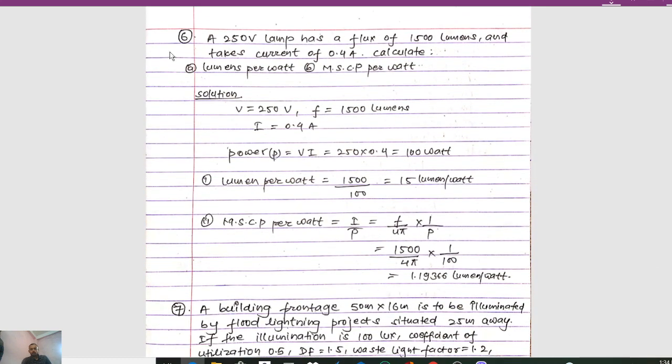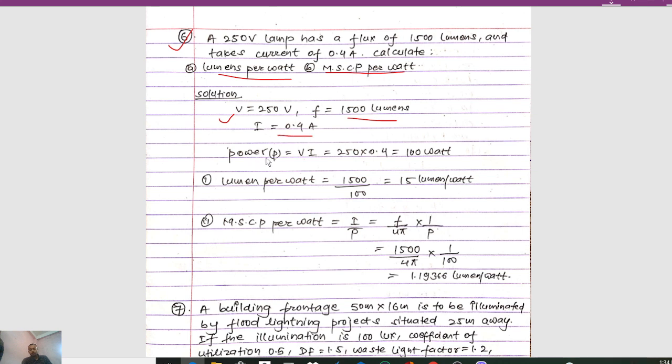Similarly, I have the next one, and this is also frequently asked in numericals. A 250 volt lamp has a flux of 1500 lumens and takes a current of 0.4 amperes. Calculate lumens per watt. Similarly, in the second, we have to calculate MSCP per watt. So we have V as 250 volts, F as 1500 lumens, and I as 0.4 amperes.